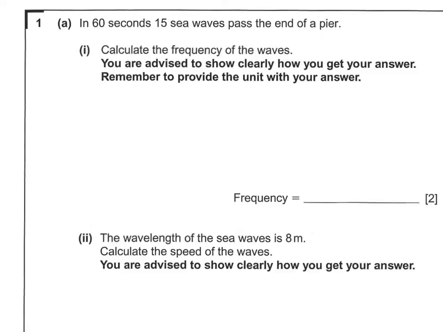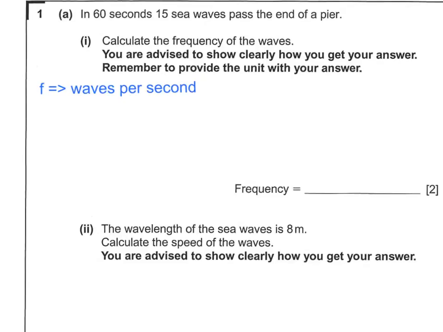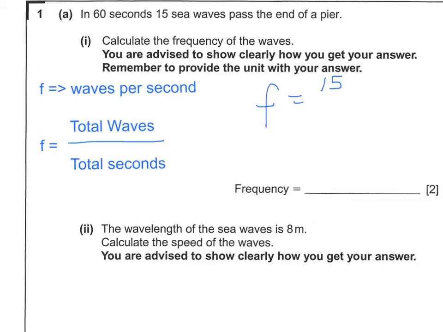Right, so I think of frequency as being waves per second. So, F can be written as what we get if we divide the total waves by the total seconds. So it's going to be 15 waves over 60 seconds, which gives us 0.25 Hertz. Nice and straightforward.